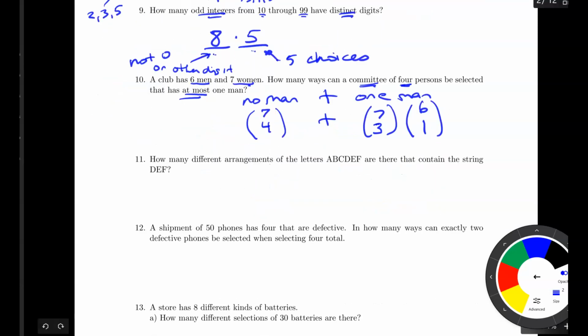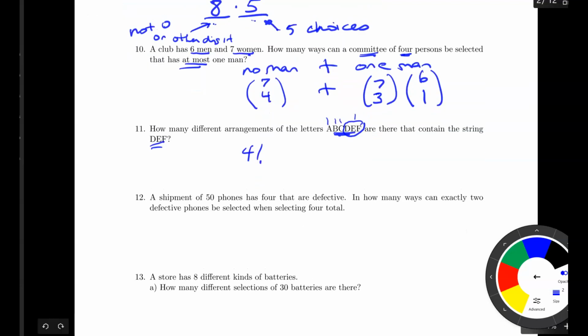All right, how many different ways can I arrange this so that the string contains D, E, F? So that means I'm carrying this along as one entity. So really I have 4 things to move around. 1, 2, 3, 4. So 4 things to rearrange is just going to be 4 factorial. Just finding different arrangements. Because once I choose the first one, if I choose A, put A down, that's one of the 4 choices of the letters. Then next I have 3 choices left, and then 2 choices, and then 1.